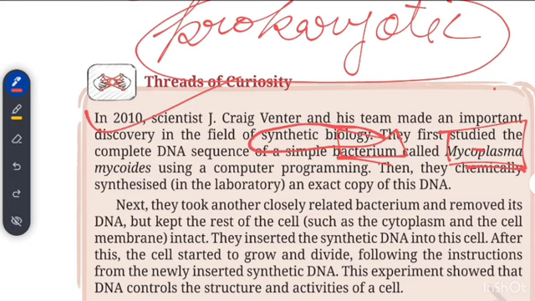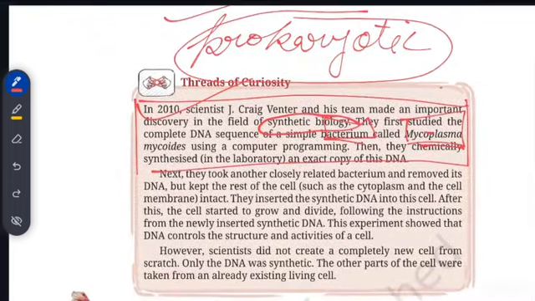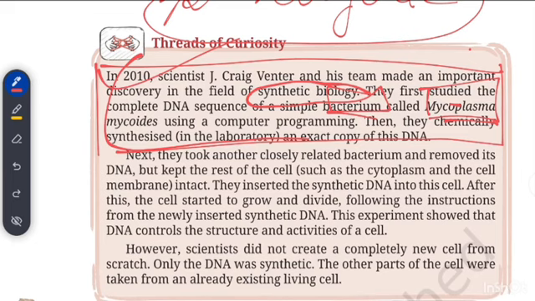Then they chemically synthesized an exact copy of its DNA. This means in 2010 J. Craig Venter along with his team made an important discovery in the field of synthetic biology. Which biology? Synthetic biology. They first studied the complete DNA sequence of a simple bacterium known as Mycoplasma. Using computer programming, nowadays you can even store DNA, which is biotechnology. Then they chemically synthesized the exact same DNA, so not the original, but a copy.